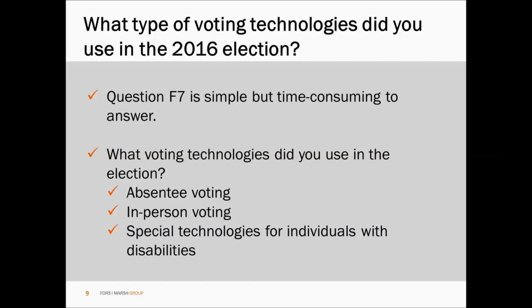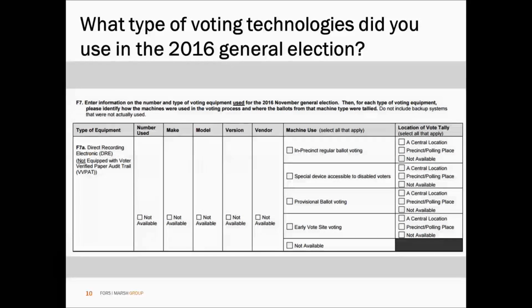For question F7, this is perhaps the most time-consuming question to answer. You're being asked which voting technologies did you use in the election, and you may have used different voting technologies for different purposes. So for instance, you may be using a direct recording electronic or DRE voting system for individuals with disabilities in your polling locations, but using optical scan for absentee and in-person voting. You'll want to fill out the form, which looks like this, and just record the answers that are appropriate.